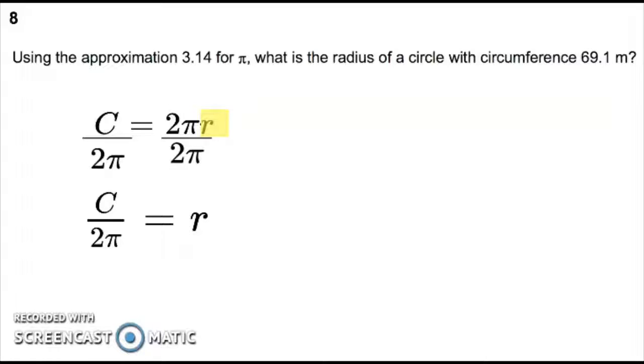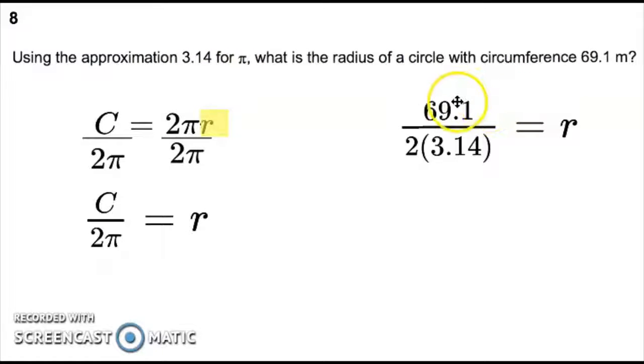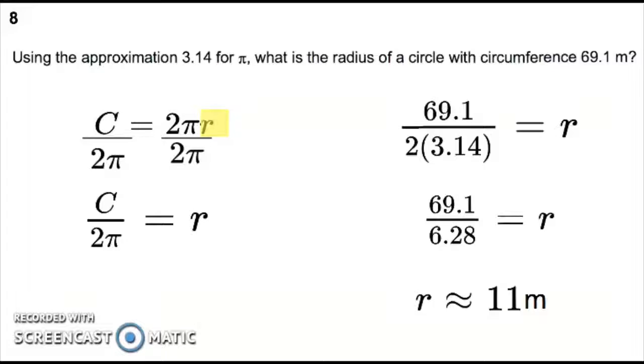Now we're going to substitute in all our given information. C is circumference, and that is 69.1, and pi is 3.14, so 69.1 will go on top in place of C, and 3.14 will go in place of pi. 2 times 3.14 is 6.28, so now we divide 69.1 by 6.28, which will give us 11.003 going on and on. So rounding that, our answer will be approximately 11 meters. So that's going to be the answer for number 8.